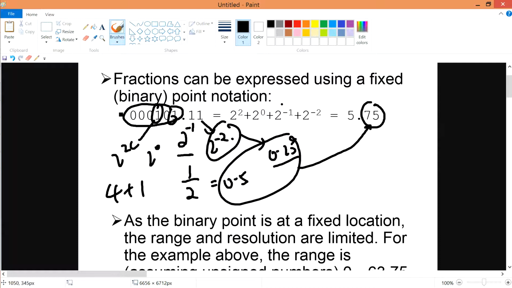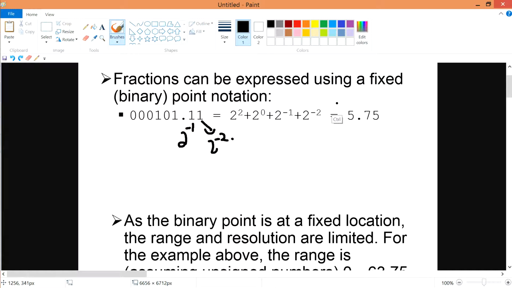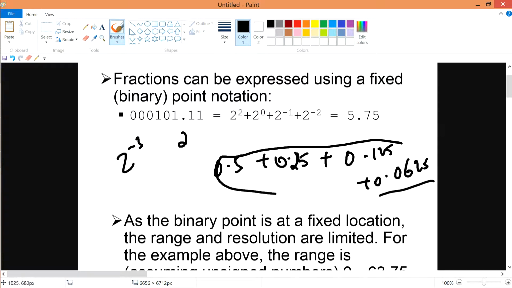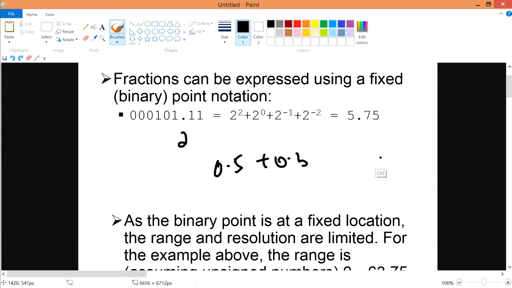4 plus 1 is 5. So this portion is the whole number part, and this portion is the decimal part. There is a certain restriction for this, because you have a fixed binary for this decimal. It's either 0.5 plus 0.25 plus 0.125, if it's 2 to the negative 3, then plus 0.0625, things like that. So it goes on like this, but it's not very well-defined decimals that we want.